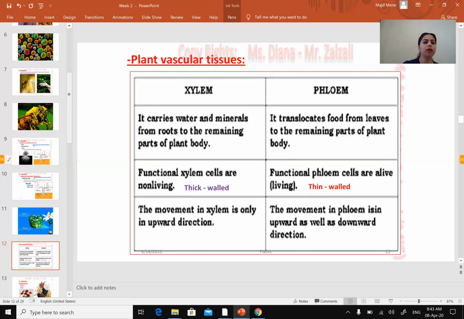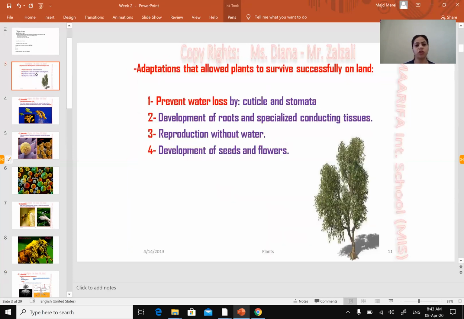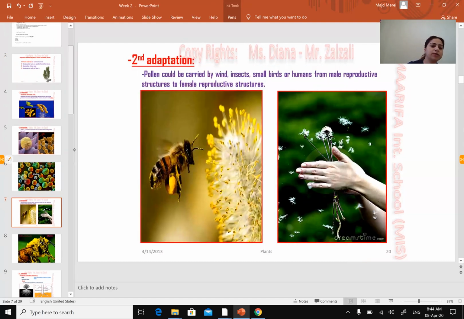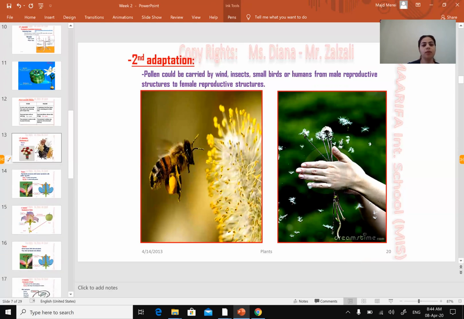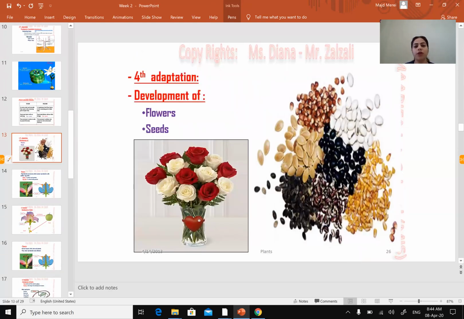In this way, we covered two more adaptations: development of roots and specialized conducting tissues. What are these conducting tissues? Xylem and phloem. Reproduction without water. How? Because they are protected within spores. Now, the last adaptation, the fourth adaptation: development of seeds and flowers.